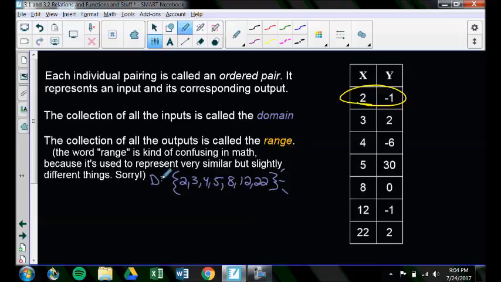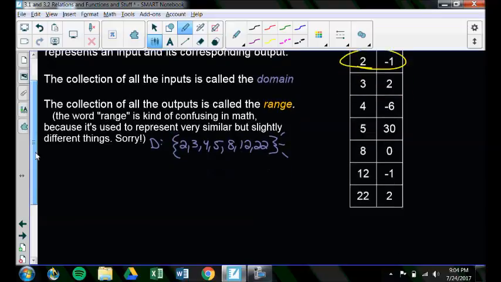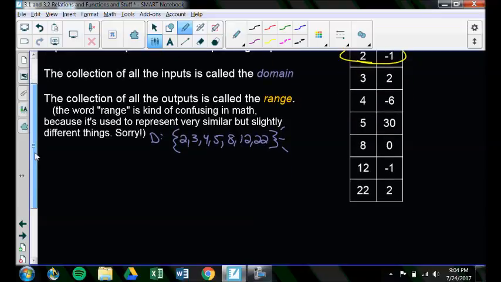I can't say 2 through 22 because there's no 6, and there's no 9, and there's no 21. So I can't say 2 through 22. I have to list out all the specific things. They're discrete numbers, not continuous, just discrete.